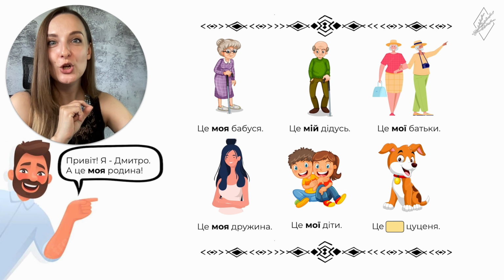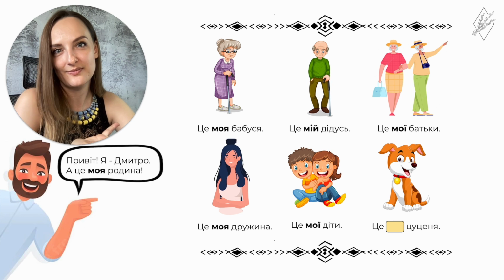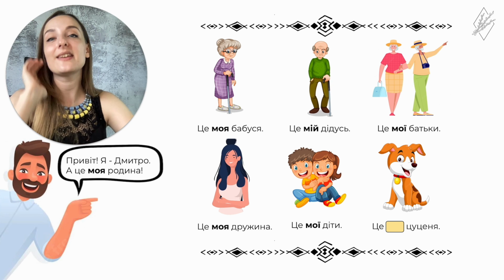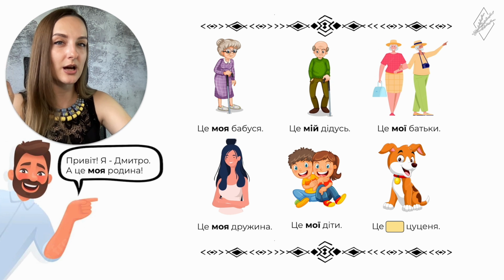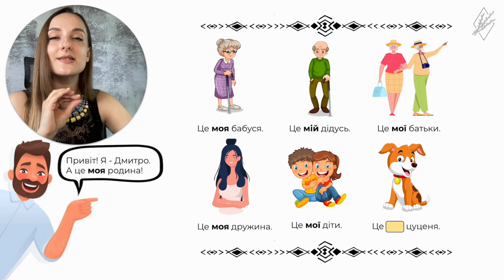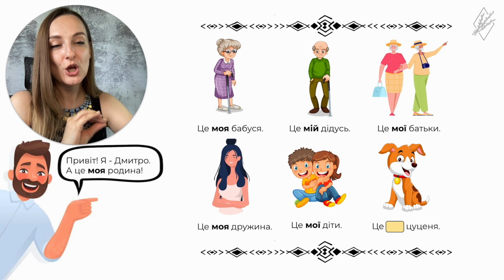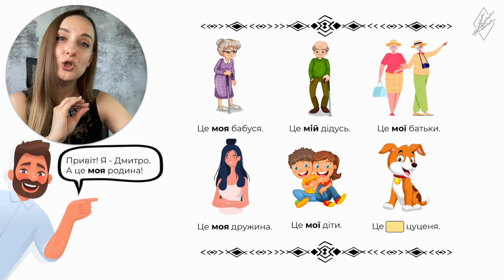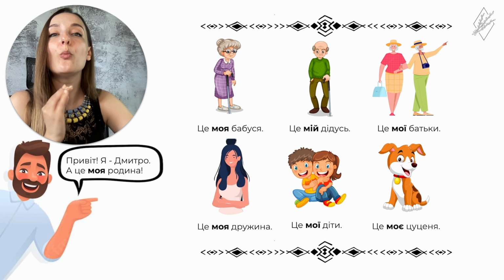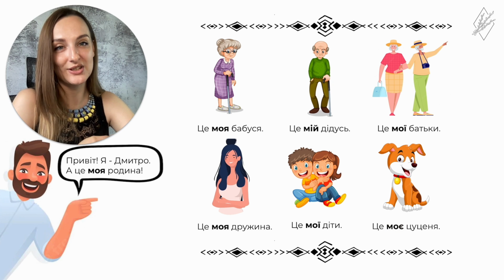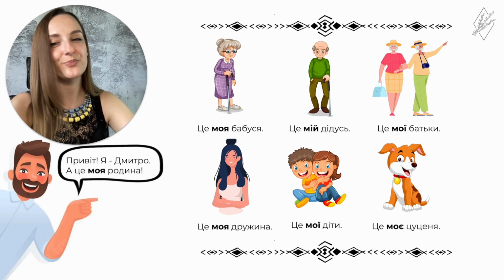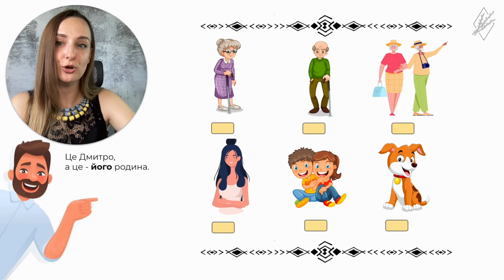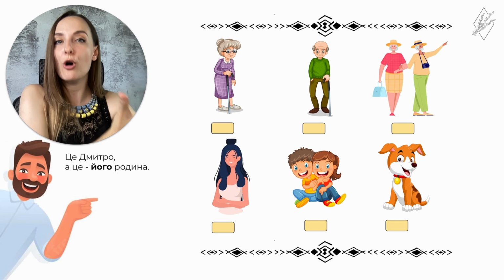Цуценя. Who is цуценя? This is a puppy. And again, the same as we had for кошеня previously, цуценя is a neuter word. So basically, we will use the pronoun that is neuter. Це моє цуценя. Perfect. Well, let's go on. Now we see again Дмитро and його родину.